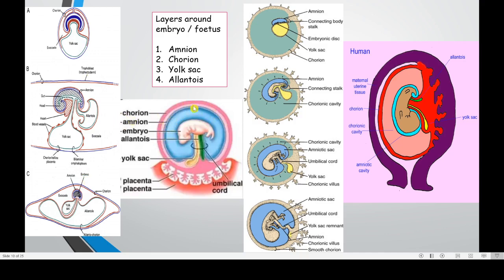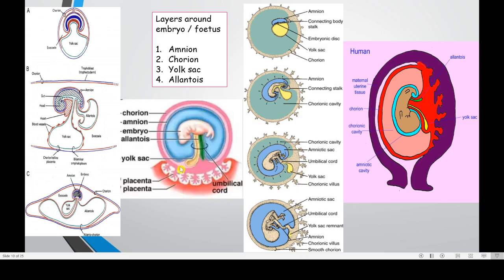Then you will have an amnion layer. Then you will have allantois. This green colored part that you can see is the allantois. Here also you can see the development of allantois. This is also a layer around the embryo, the yolk sac. This particular thing here you can see it is shrinking in the later stages.